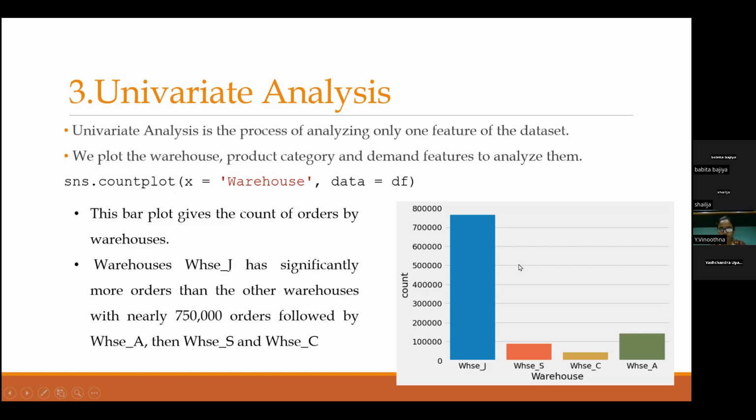Now this is the picture that depicts the bar plot between warehouse and number of orders. From this plot, we can say that warehouse J has more orders than other warehouses. It has nearly 77,50,000 orders. So warehouse J has significantly more orders than other warehouses.